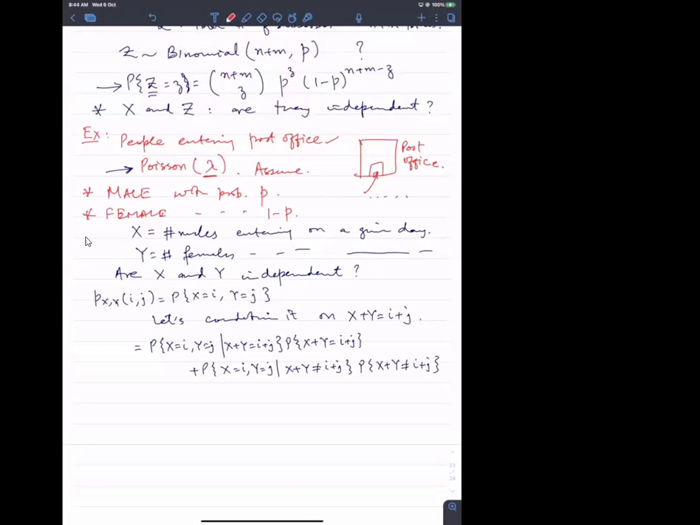So easy to see that when X plus Y is not equal to I plus J, if it is given to you, the probability that X is equal to I and Y is equal to J, this guy is 0. ये कभी हो नहीं सकता कि X is equal to I हो और Y is equal to J हो और X plus Y is not equal to I plus J. Not possible. So what we have here is equal to probability X is equal to I, Y is equal to J, given X plus Y is equal to I plus J.